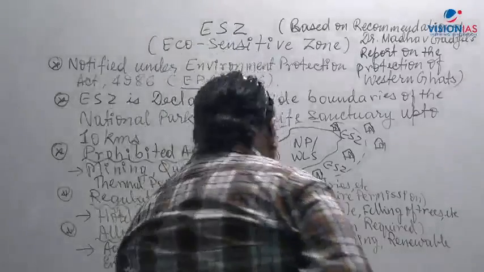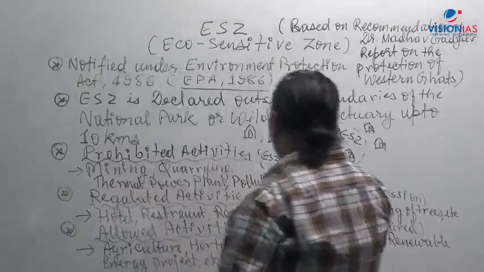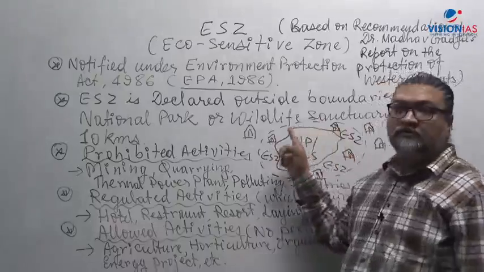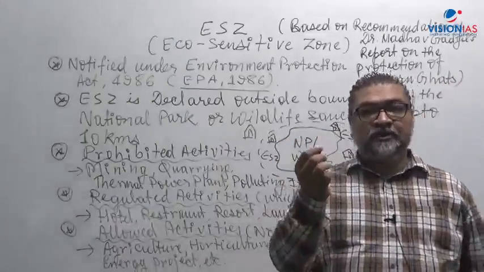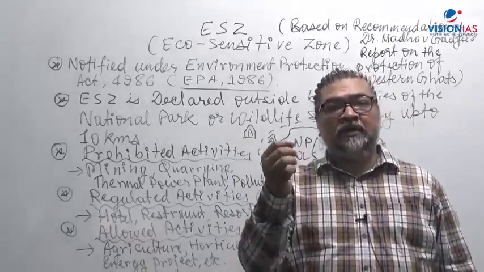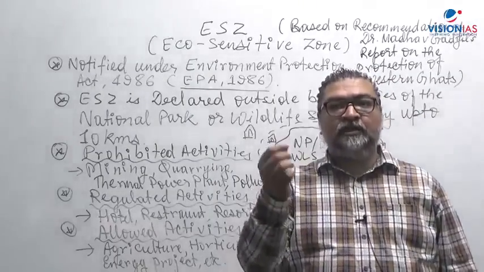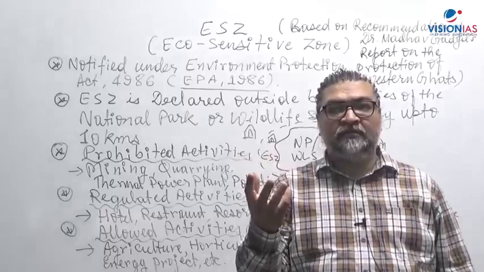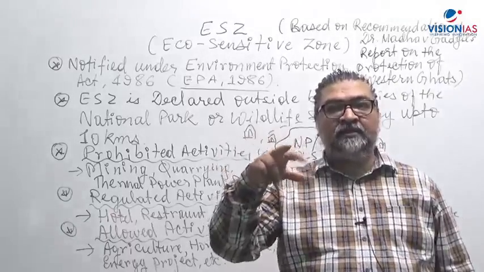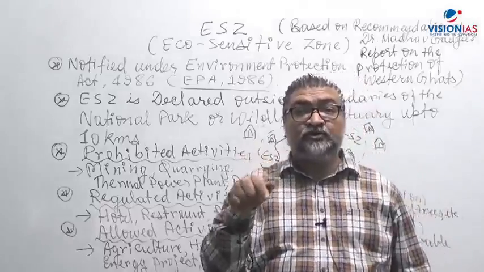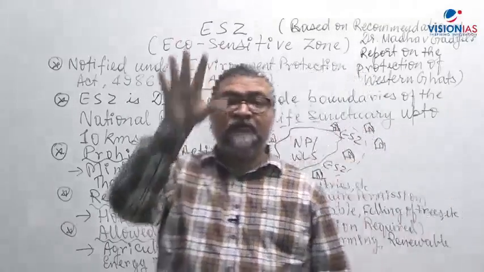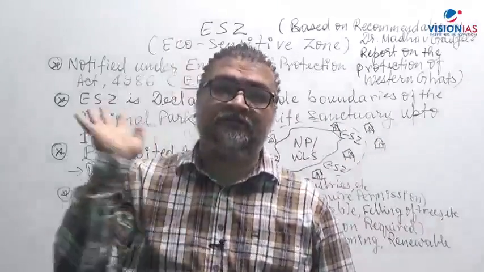See, what happens here is that sometimes there may be earlier mining activities happening here. Like Goa, I'll give you the example of Goa. Goa is a small state, and Goa is known for mining operations. Iron ore, manganese mining is there. So when you declare ESZ, that mining has to stop. And mining, again the government has to see that.